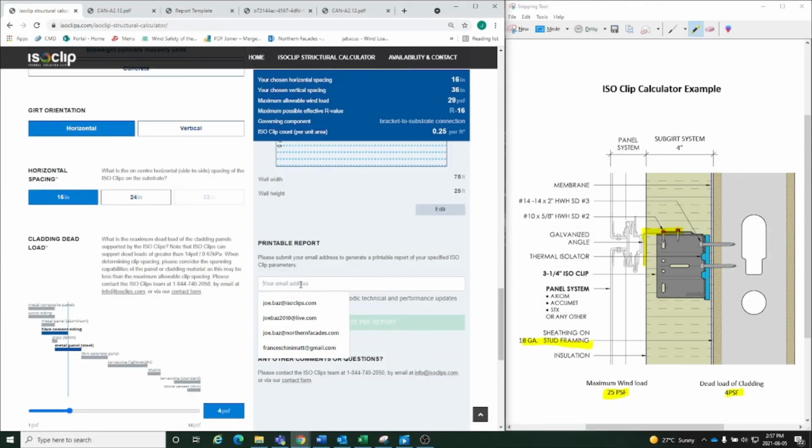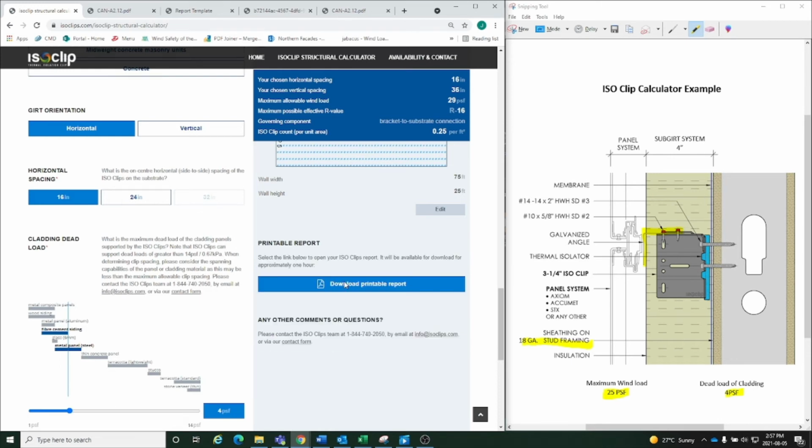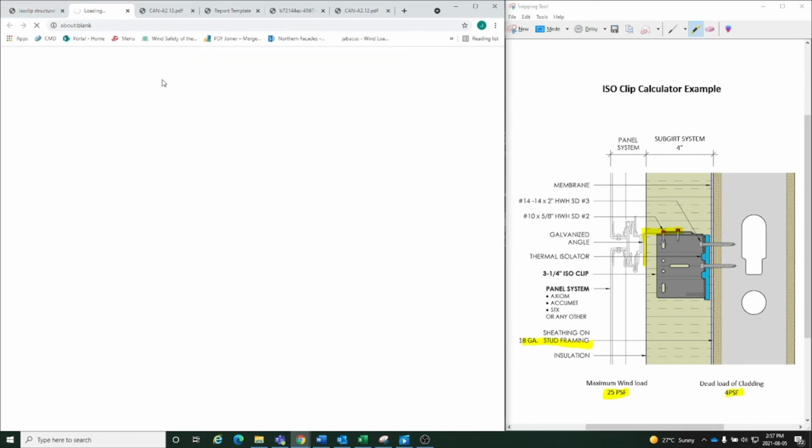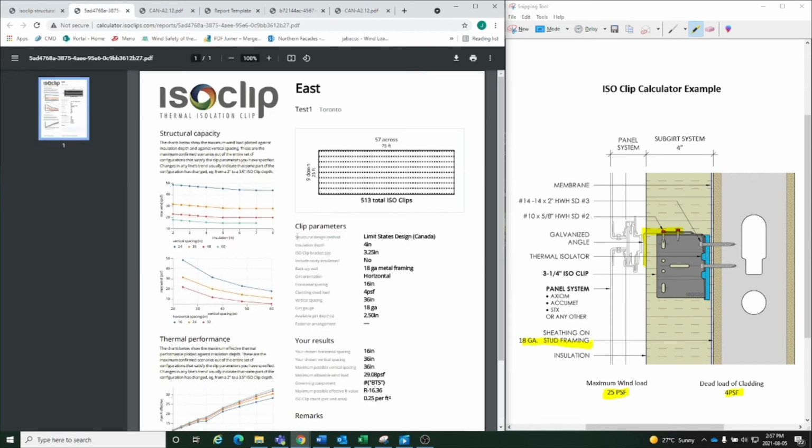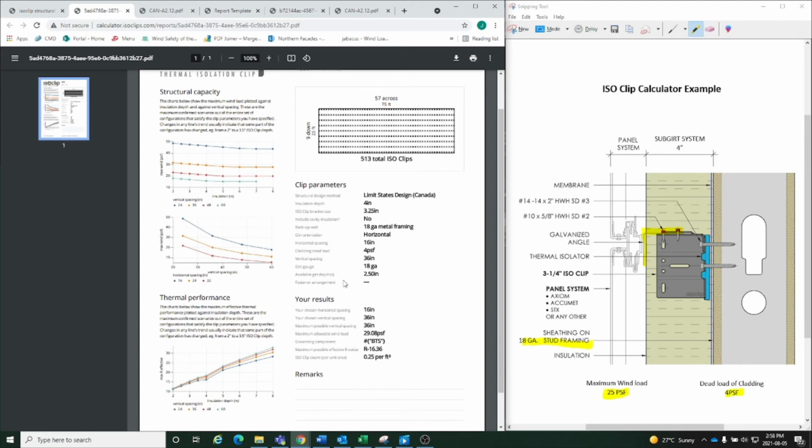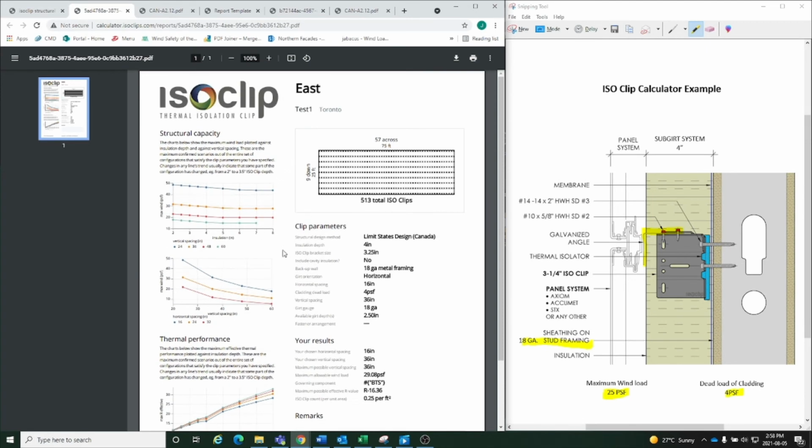Further to this, if you want to include more submittals, you can enter your email and you can generate a report of the results. And this report goes over the different graphs that we went over. It'll give you the estimate based on the wall that you entered. It'll show you all the parameters that you've put in the calculator and the results that you would obtain based on the parameters that you have entered. So it is a great overview of what you found based on the isoscope calculator and can be used in the submittal process.